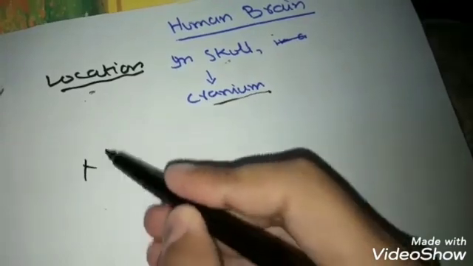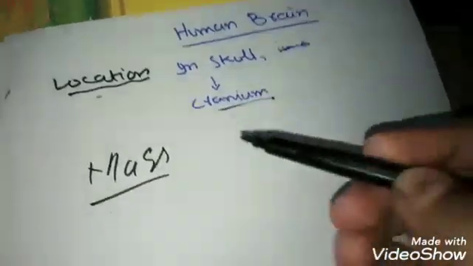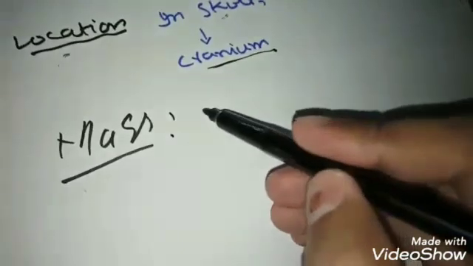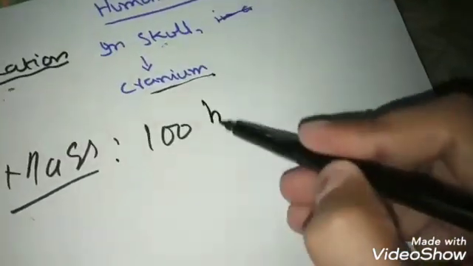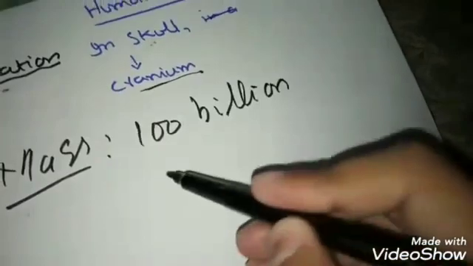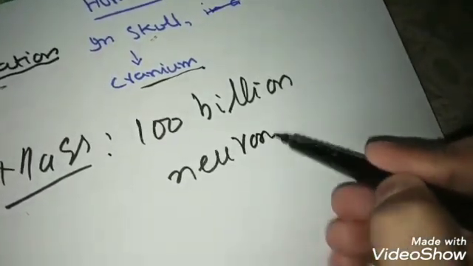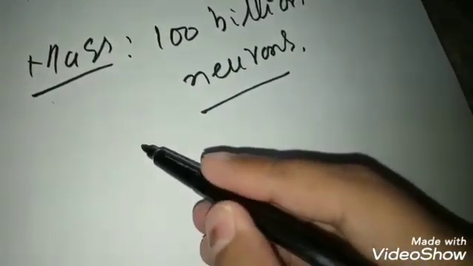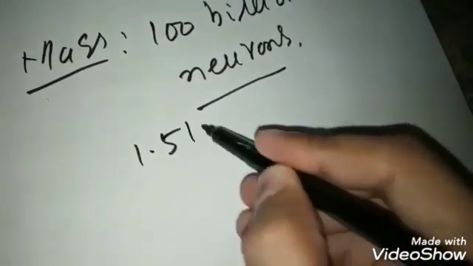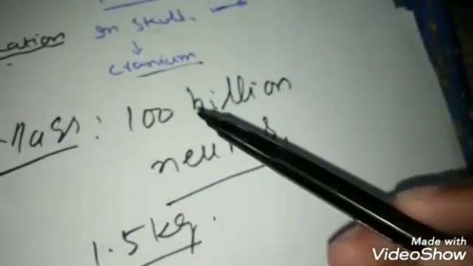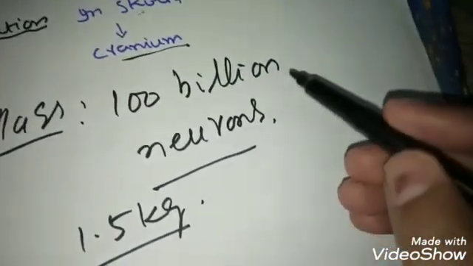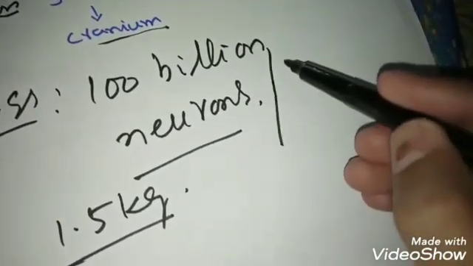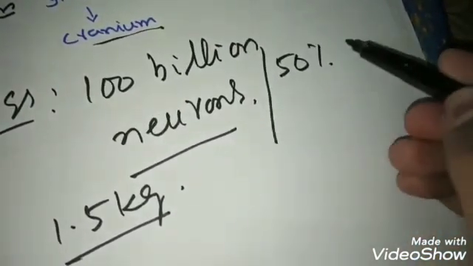Let us talk about its mass. The human brain is made up of 100 billion neurons. Neurons are the functional unit of the nervous system. The mass of the brain in an adult male is 1.5 kg. Remember, the 100 billion neurons make up only 50% of its mass.